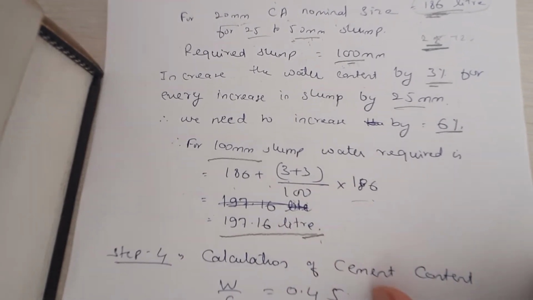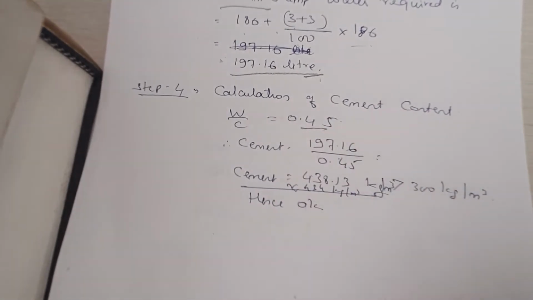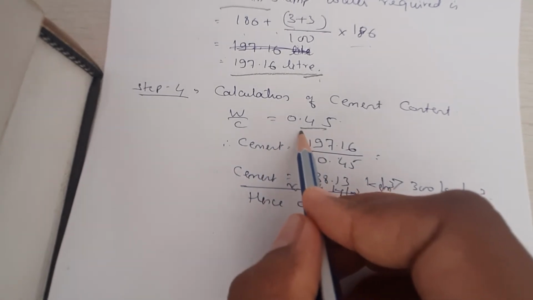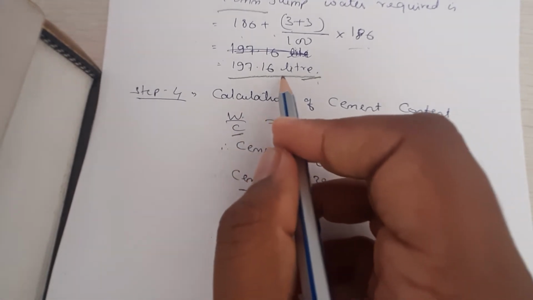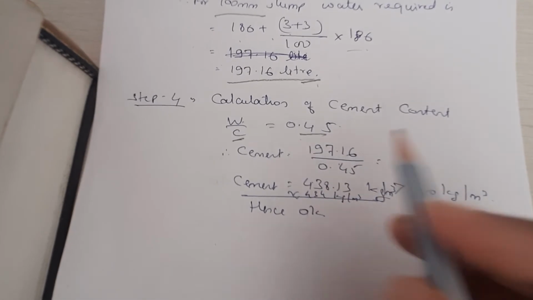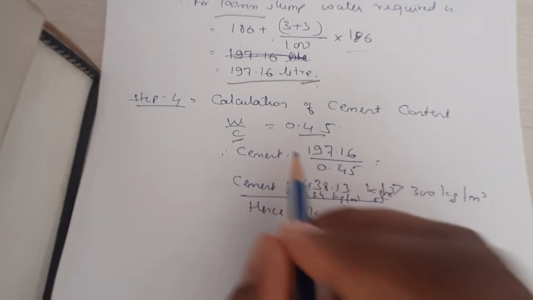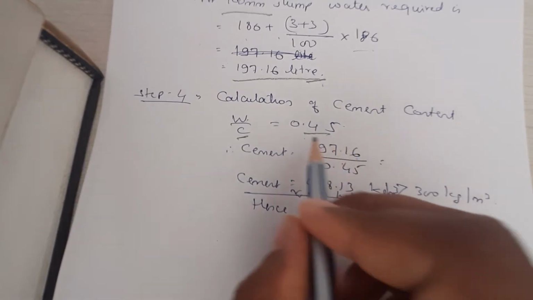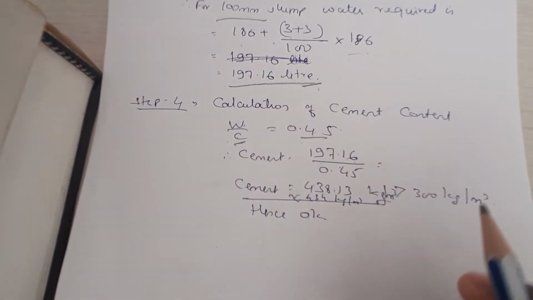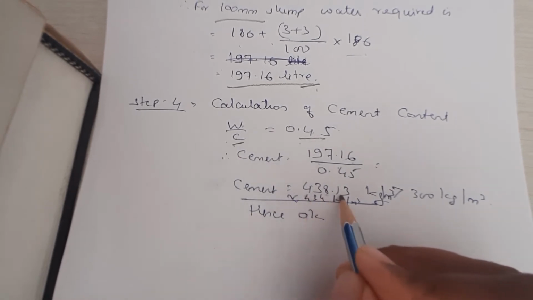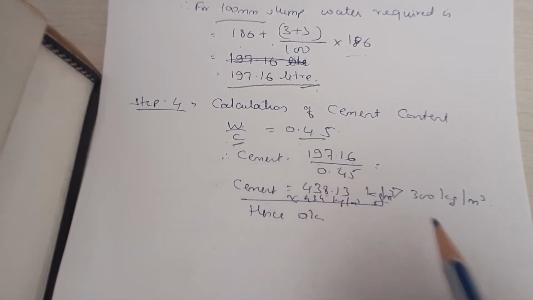From this water content, we already assumed the water cement ratio is 0.45. From this 0.45, the unknown here is the cement content. I have calculated the water content, so I can easily calculate the cement content by using a simple formula: taking the 197 water content at the bottom, and cement on this side. So the cement required is 438.13 kg per meter cube, or I can consider 434 kg per meter cube.